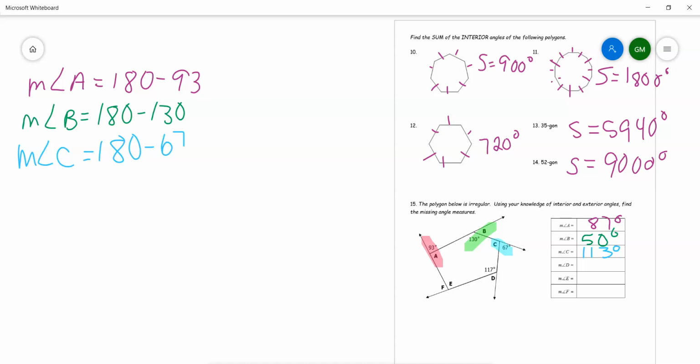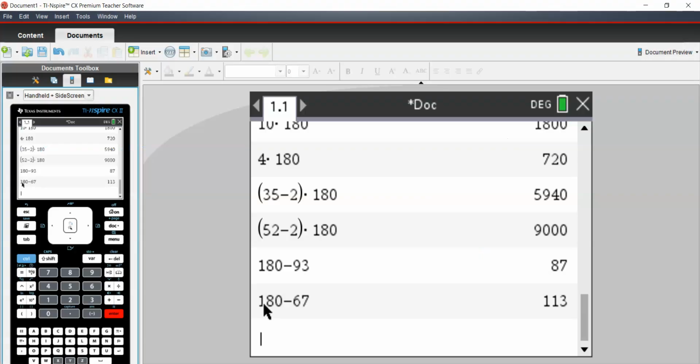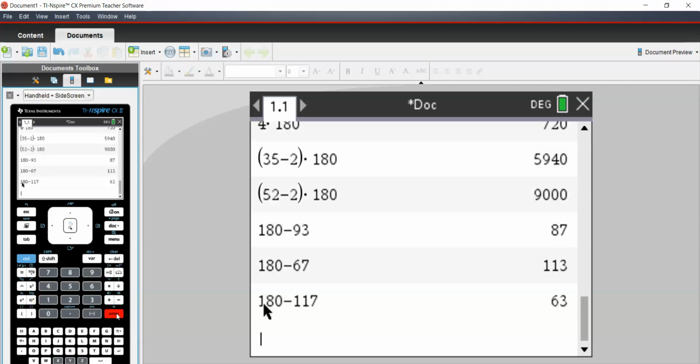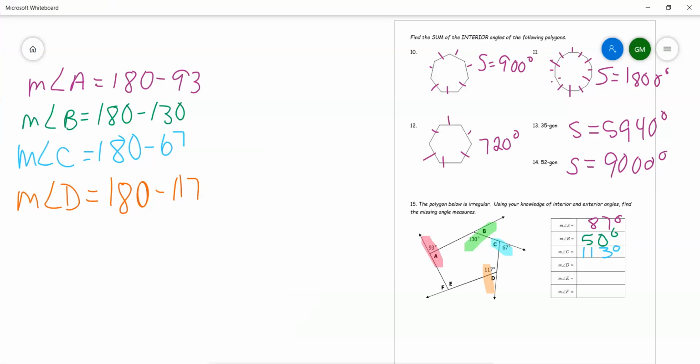All right, let's find angle D. Angle D is supplementary to a 117-degree angle. So the measure of angle D is 180 minus 117. And that's 63. So those are all the easy ones.